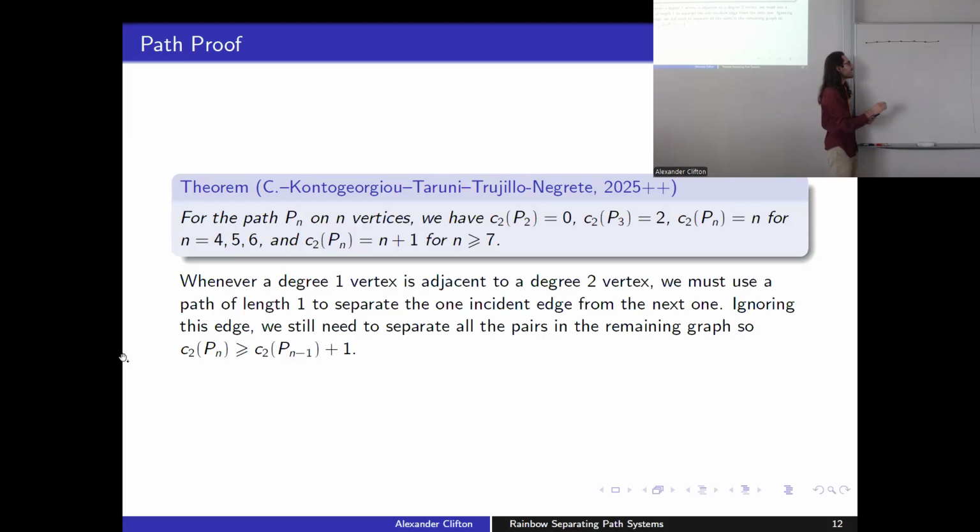Well, if you do that, I'll do it on this side so I don't have to keep reaching over. So if I have a path that's literally this edge, good for me. I've potentially separated this from some other stuff. What I have not done is I have not separated any of these edges from each other. So I'm still going to need at least C2 of Pn minus 1 in addition to that edge. So if I can show that you need 8 to handle P7, then you need at least 9 to handle P8, etc. So why do you actually need 8 paths to handle P7?